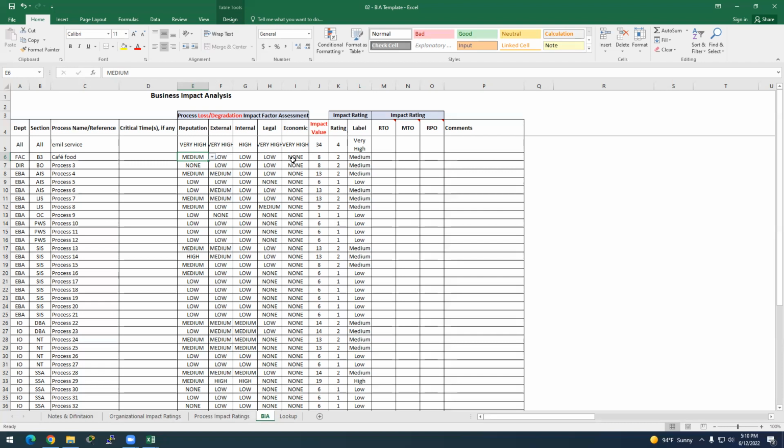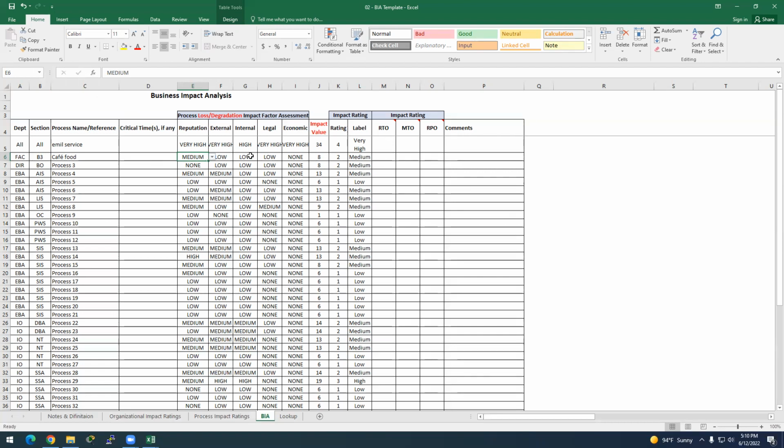We can look at how that affects it. I want you to have a look at all of those. And then you'll see that as you change things here, it actually is going to change the numbers here for the impact value. So if we increase the reputation effect from none, we've got an 8 there for impact value. If we change that to medium, it didn't change, did it? What happened there?